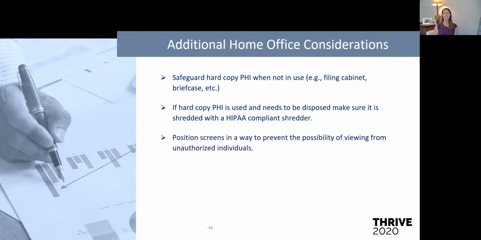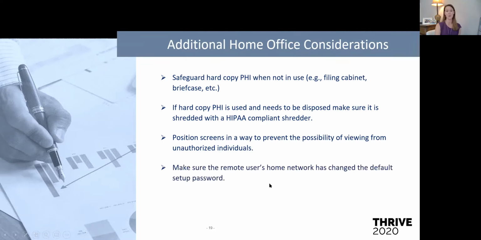Making sure, again, that they are in areas where unauthorized individuals, and when I say unauthorized individuals, that's kids, spouses, friends, family. It doesn't seem like a big deal, but it could be a big deal, and you still have that obligation. So we want to make sure that we keep data outside of their viewing or their reach.